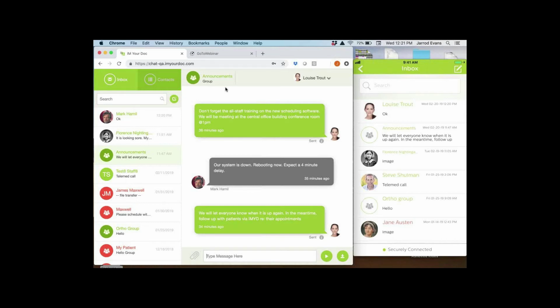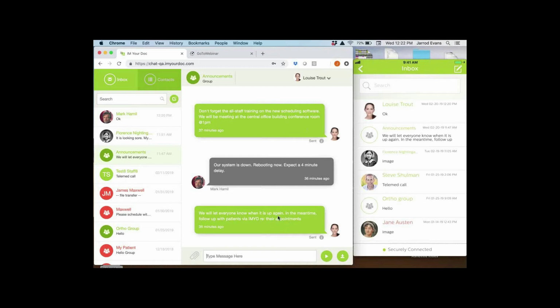You can also set up care teams around patients and name that group by the patient name. So in this case, we named this group Maxwell because the last name of the patient is James Maxwell, and the MA, the specialist, and maybe the family care doc who are all taking care of that patient are on that message so that everyone's in the know. So in this case, these are non-clinical communications, but are necessary to improve overall practice communication. Don't forget the all staff training meeting. We'll let everyone know when our system is down. We'll let everyone know when it comes back up.